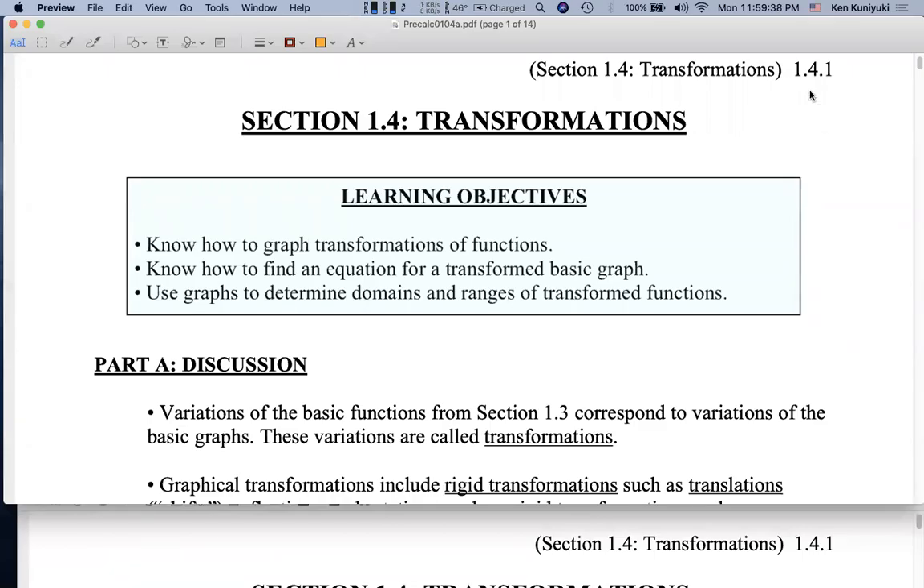Hi everyone. In section 1.3, we looked at a gallery of basic graphs. Now in section 1.4, let's transform those graphs. And you're going to become a lot more powerful because you'll be able to graph a variety of transformed equations.